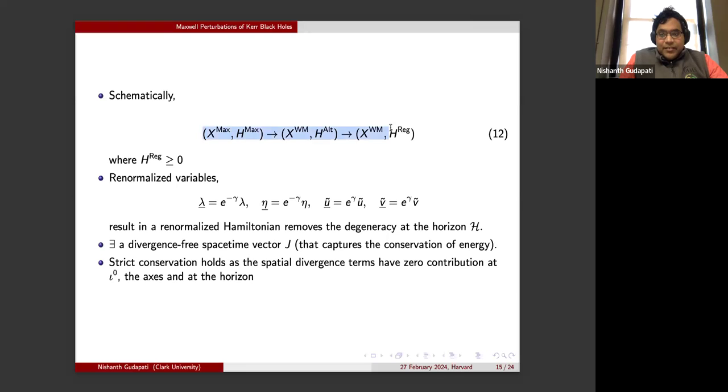The main result is somehow written in this scheme here, and it also works just as well for the Einstein equations. But each of these steps are significantly more tricky for the gravitational perturbations because of gauge issues that come up. I'll discuss a little bit more about that towards the end of the lecture.